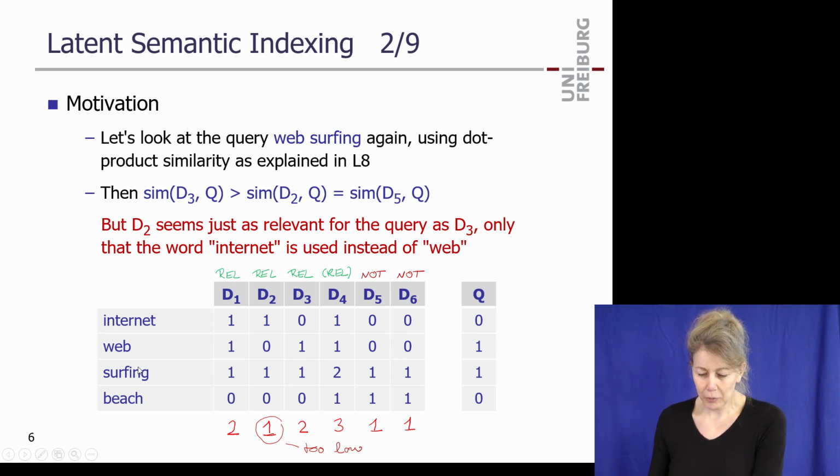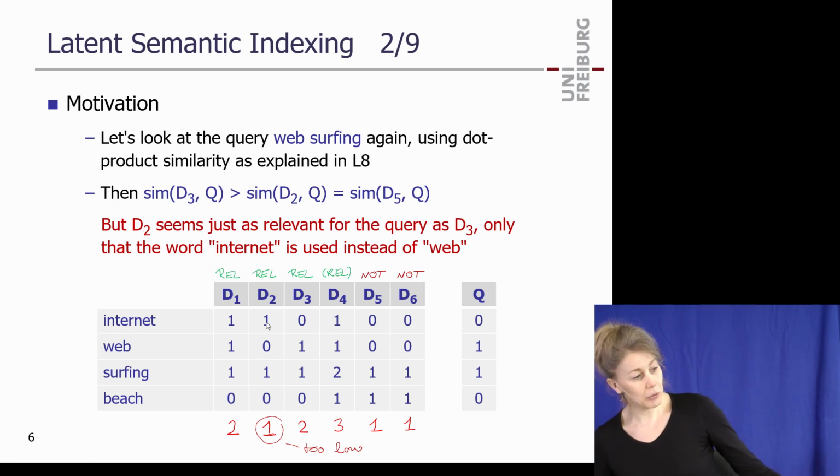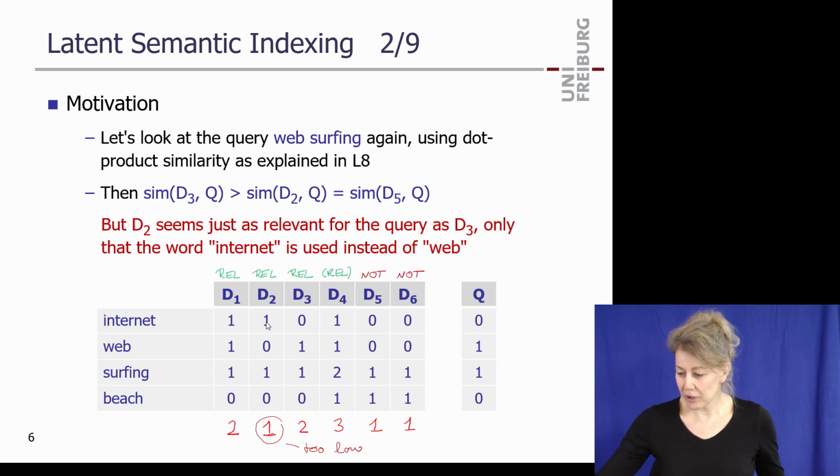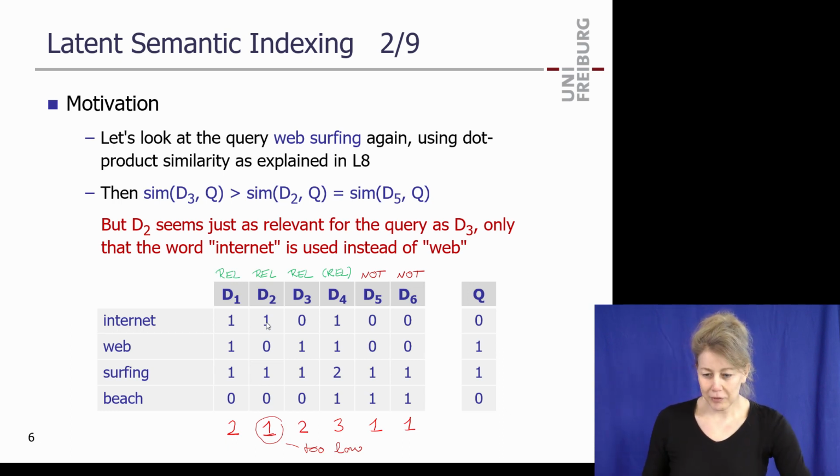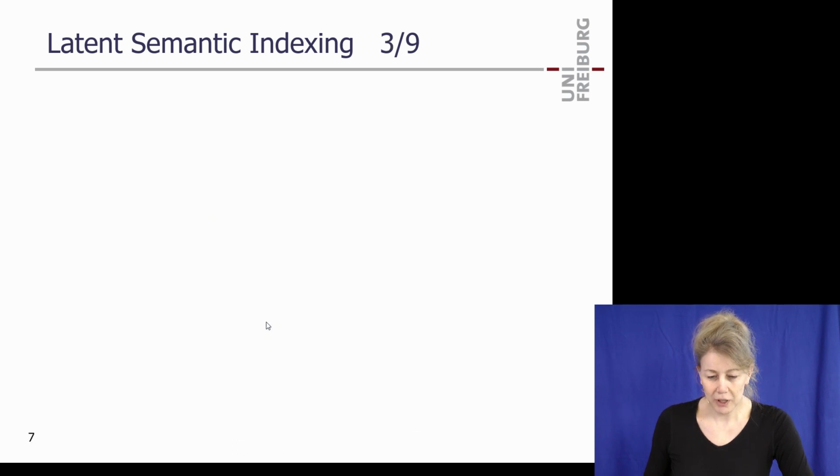And why? Because it doesn't contain the word web. It contains the word internet, right? So it contains a different word meaning the same thing. And this is a very deep problem with search. So how do we solve that?